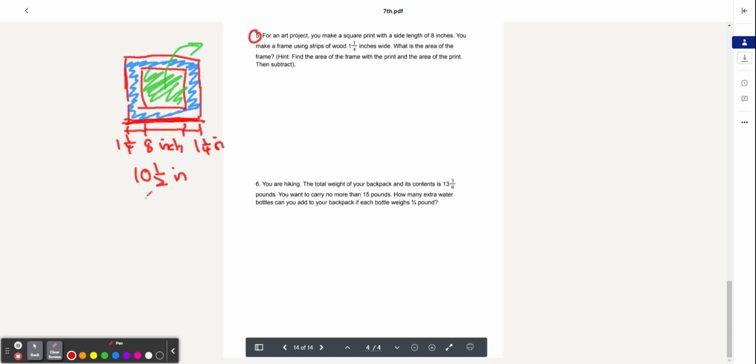And now we can find the area. So 10.5 times 10.5 is 110.25 inches squared. And now we need to find the area of the print. Since the side of the print is 8 inches, you can find the area by multiplying 8 by 8, and that is 64 inches squared. And now you just need to subtract that amount, and that is 46.25 inches squared. This amount is the area of the frame.